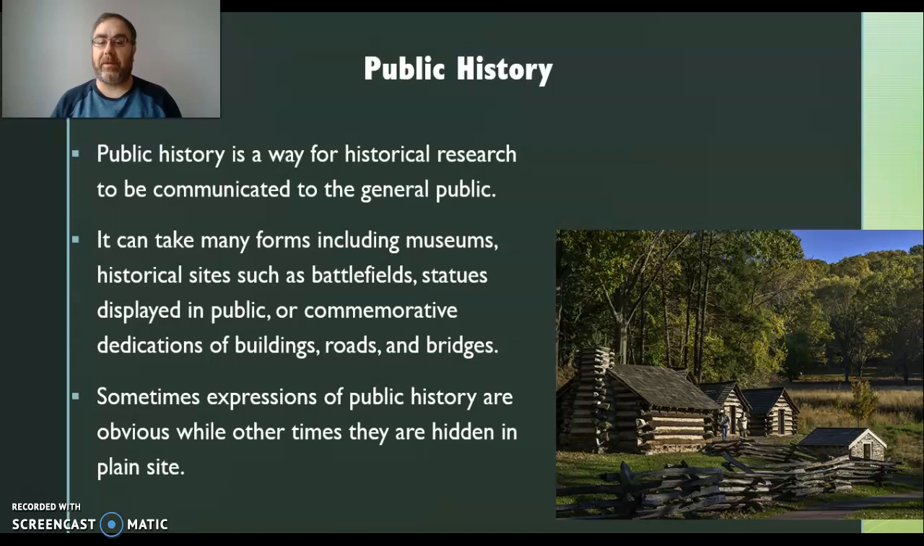Sometimes expressions of public history take more subtle forms, such as dedications of buildings and roads and bridges, right? The Pierce Street Bridge that connects Wilkes-Barre with Kingston is actually also known as Veterans Memorial Bridge, for instance, because it's commemorating veterans throughout American history. So sometimes expressions of public history are very, very obvious, while other times they're rather hidden in plain sight.